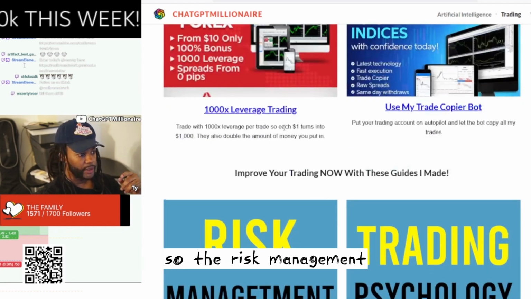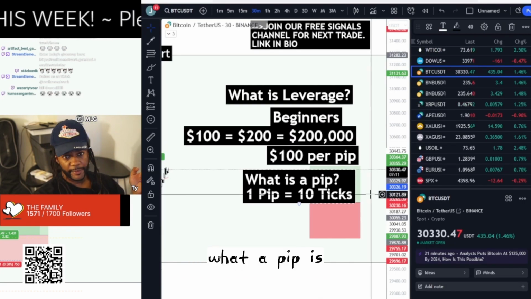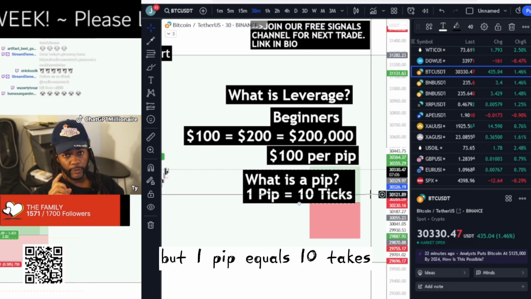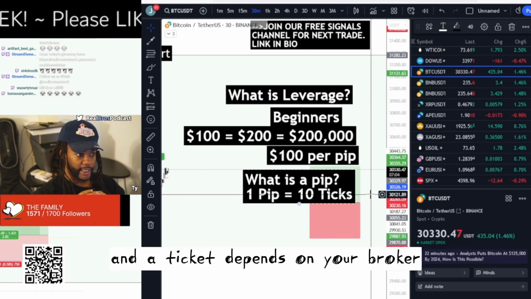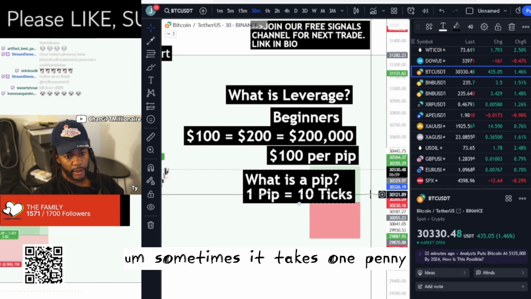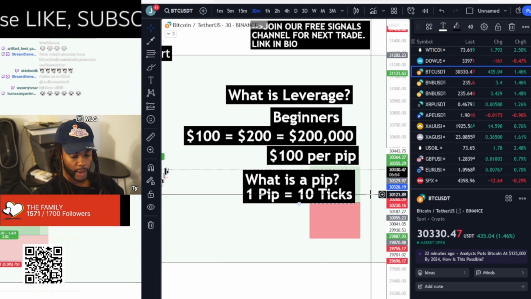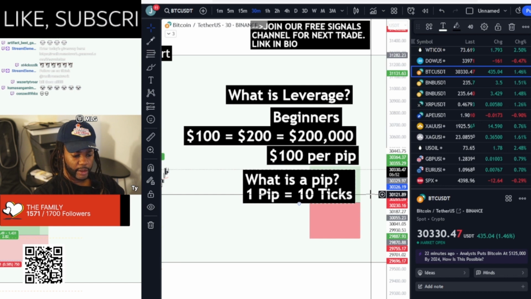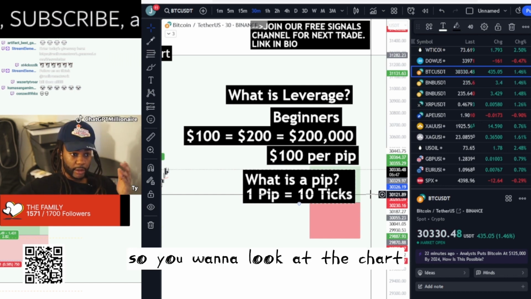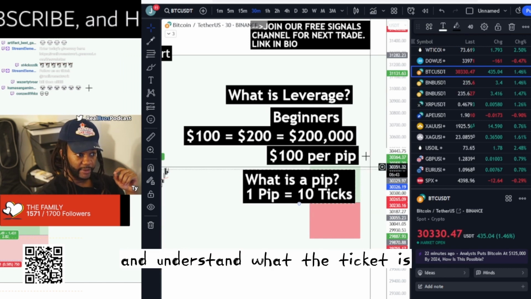All right, so the risk management. It'll explain what a pip is. So if you guys don't know what a pip is, you can go over there and learn exactly what a pip is. But 1 pip equals 10 ticks. And a tick depends on your broker. Different brokers have different tick sizes. Sometimes a tick is 1 penny. Sometimes a tick is 10 cents. Sometimes it's $1. A tick is each time the chart moves 1 click up and down. So you want to look at the chart, see how it's moving, and understand what a tick is.